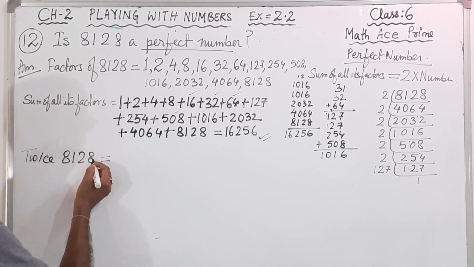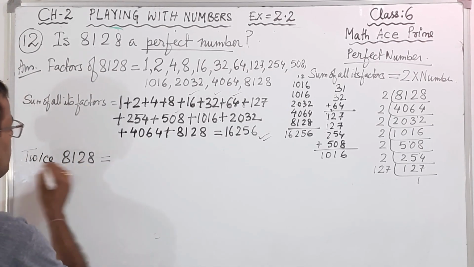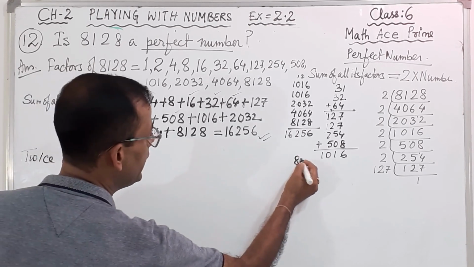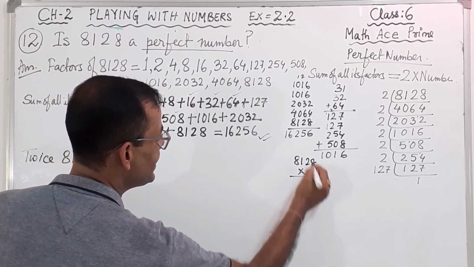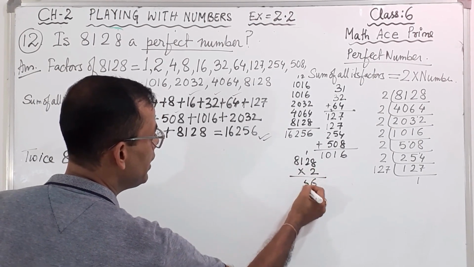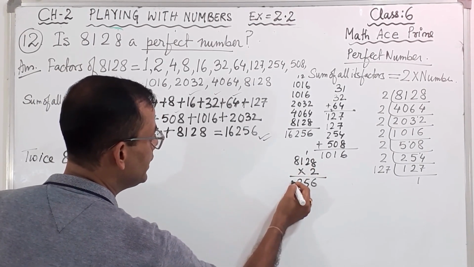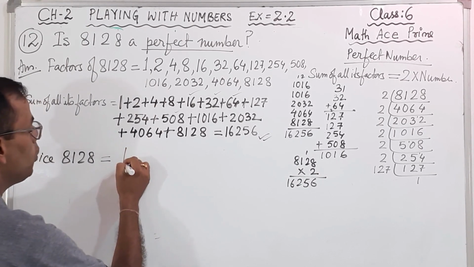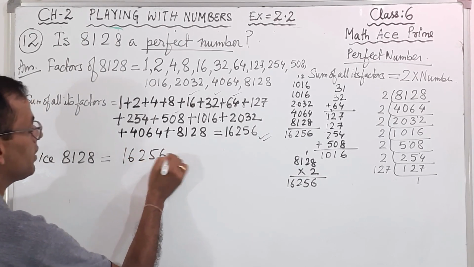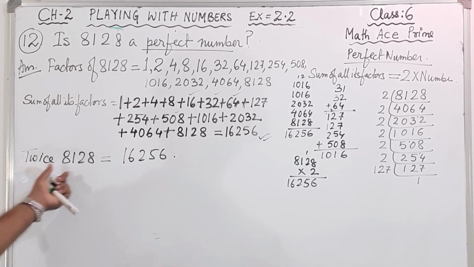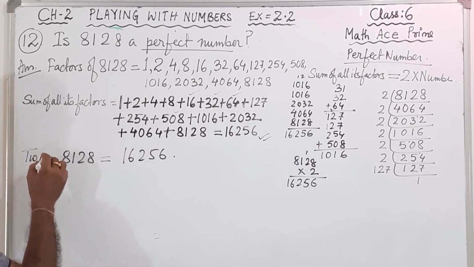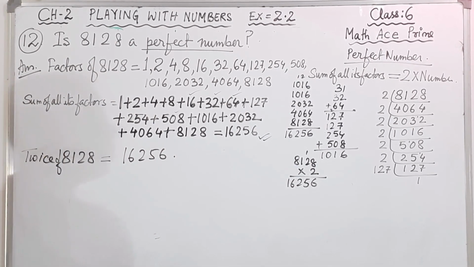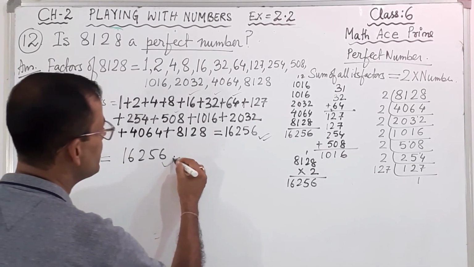So twice 8128 is what? You have to multiply. 8128, if you multiply with 2, 2 8s are 16, 2 2s are 4, 5 and 2 1s are 2, 2 8s are 16. So 16256. Clear now? That means twice of what? Twice of 8128. So you can see it is coming the same.